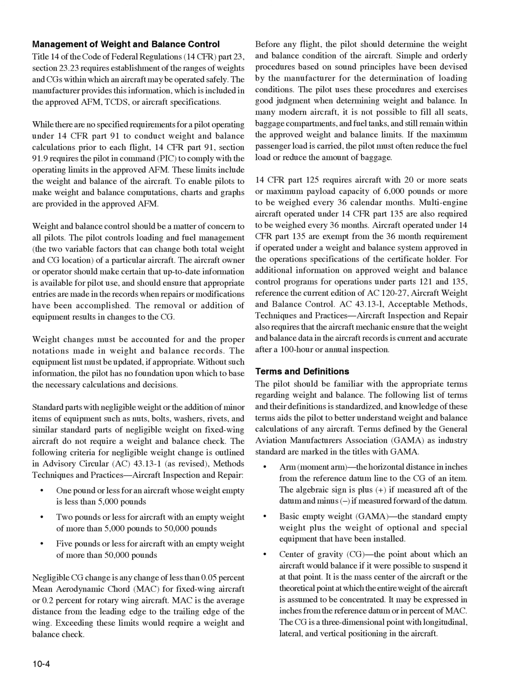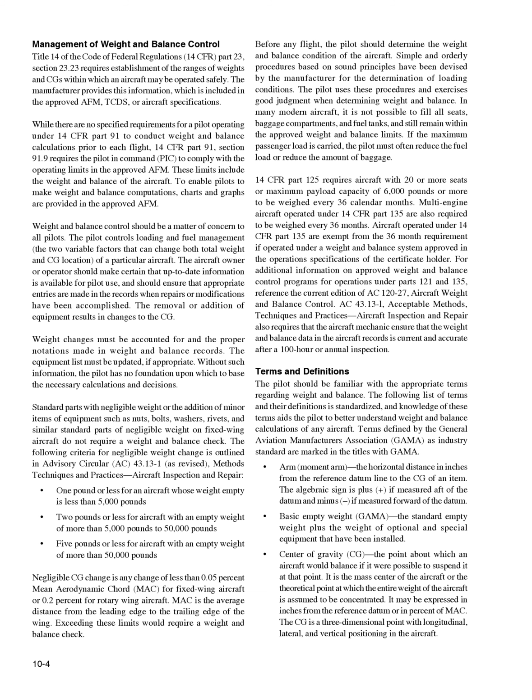The pilot controls loading and fuel management, the two variable factors that can change both total weight and CG location of a particular aircraft. The aircraft owner or operator should make certain that up-to-date information is available for pilot use, and should ensure that appropriate entries are made in the records when repairs or modifications have been accomplished. The removal or addition of equipment results in changes to the CG. Weight changes must be accounted for and the proper notations made in weight and balance records. The equipment list must be updated, if appropriate. Without such information, the pilot has no foundation upon which to base the necessary calculations and decisions.